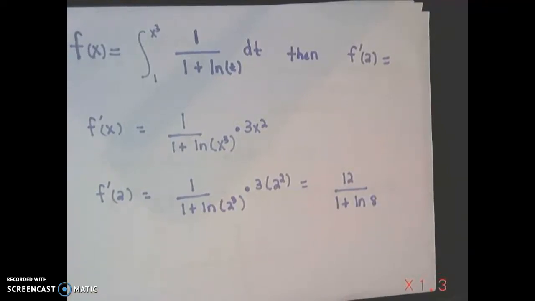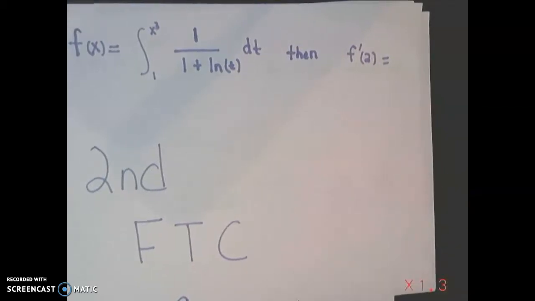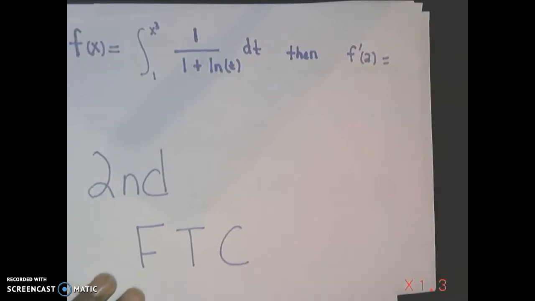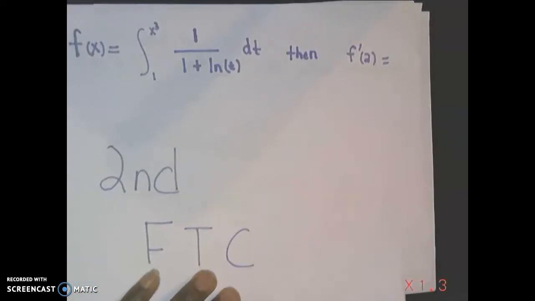We have f of x is equal to the integration from 1 to x cubed of 1 over 1 plus the natural log of t dt, and they want us to find f prime of 2. And so we're going to use the second fundamental theorem of calculus to do this particular problem. So let's go ahead and look at that. When it says find f prime of 2, that means we're going to have to take the derivative.